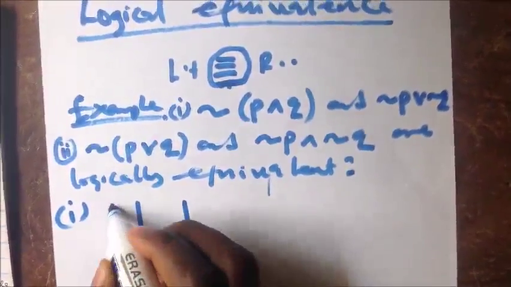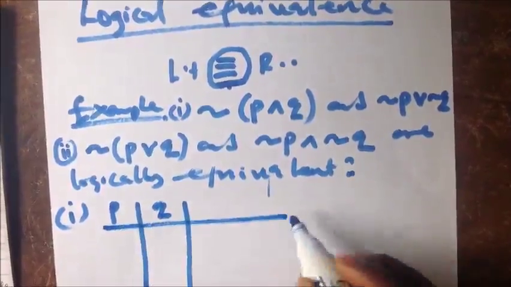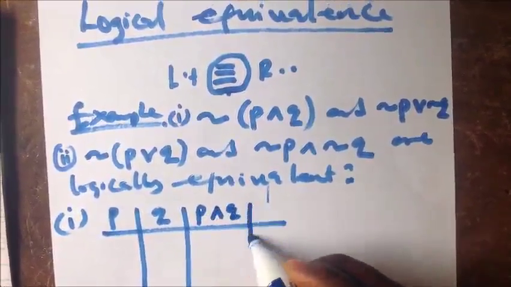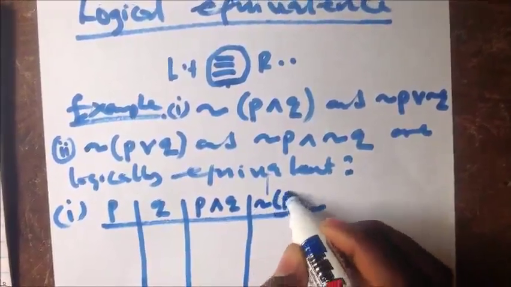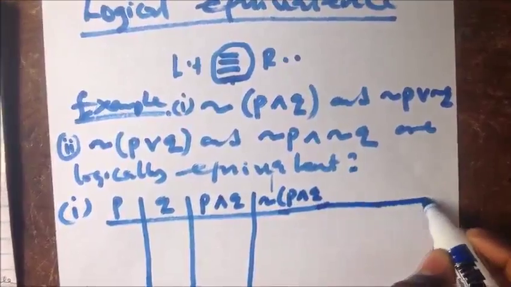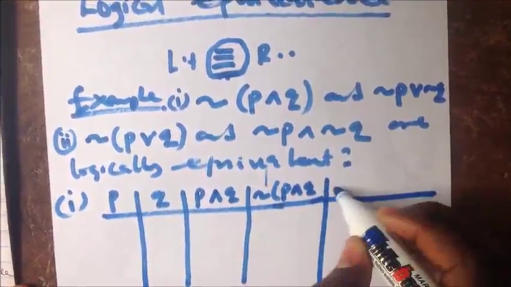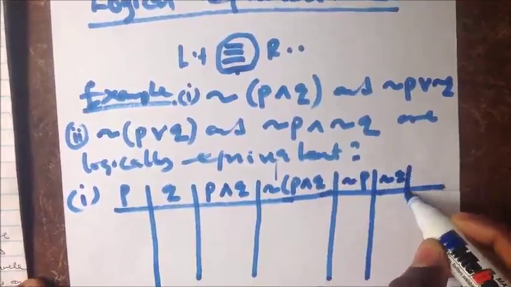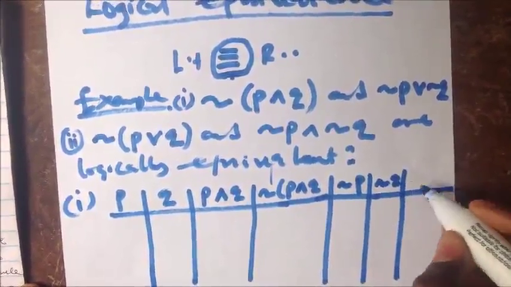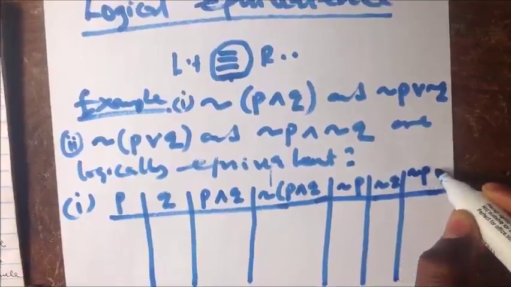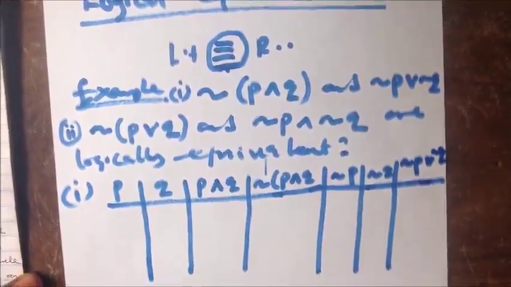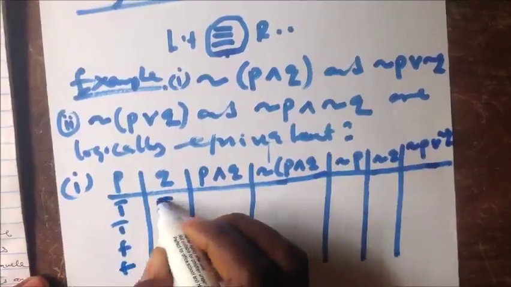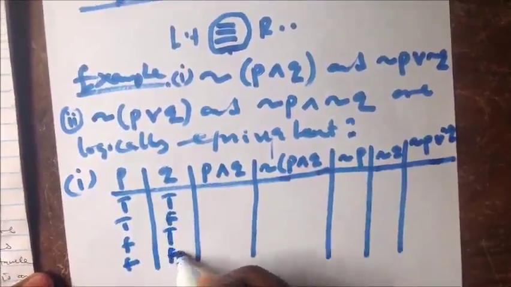This is the truth table. We have P, Q, then P and Q, then the negation of P and Q. Then the negation of P, the negation of Q, and then this column is the negation of P or negation of Q. So the P and Q columns are true, true, false, false, and true, false, true, false.